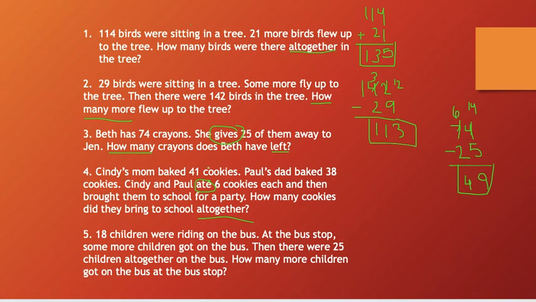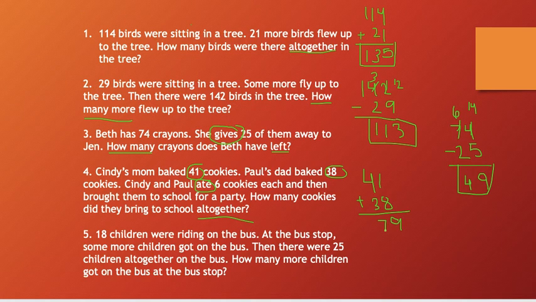So first, we need to add our cookies. So we have 41 plus 38. We're going to start off with adding our cookies first, because they baked these cookies first before they were eaten. So 1 plus 8 is 9, and 4 plus 3 is 7, so 79.